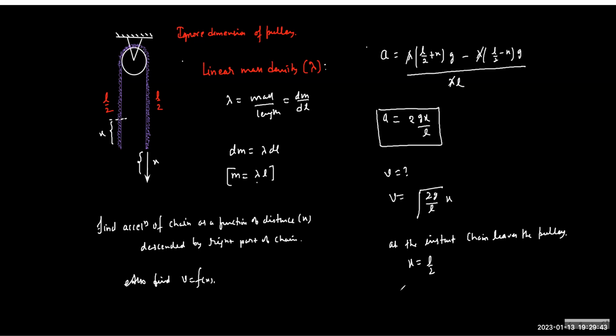So at that instant, what will be the velocity? You can take L/2 inside, which is L square for the answer is root of GL/2. Is this clear? How the answer is? Yes, sir.